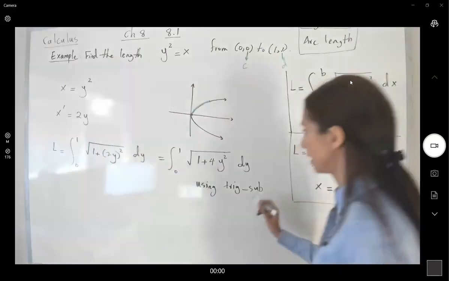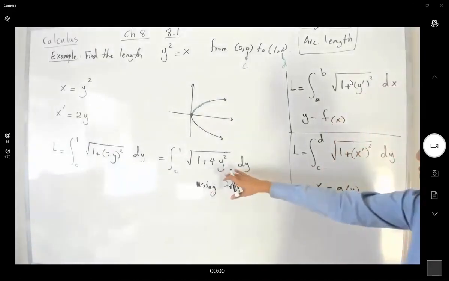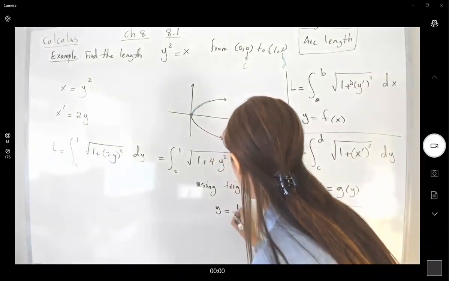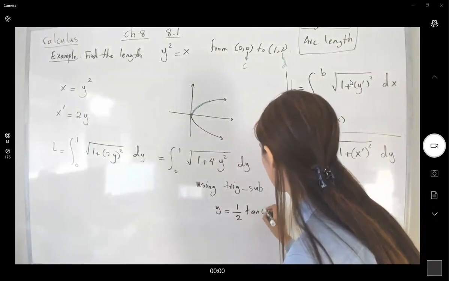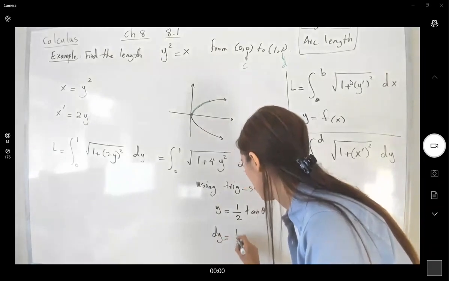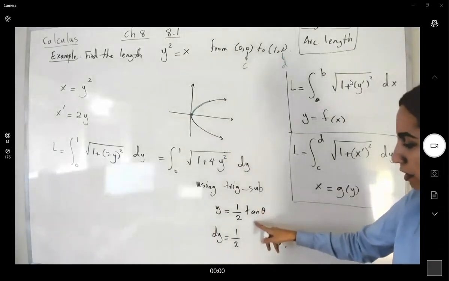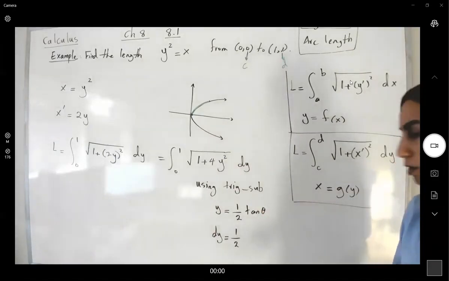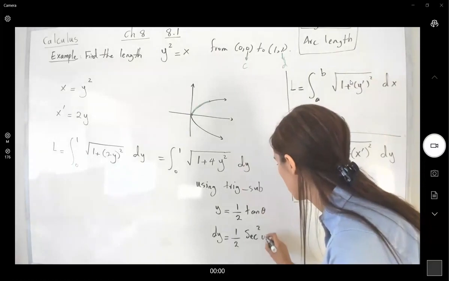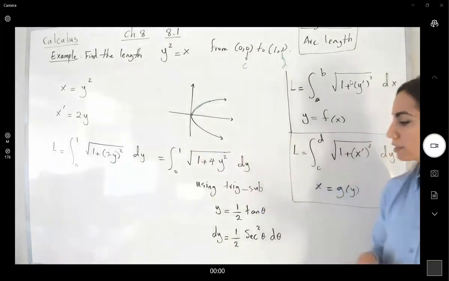So in this case, you can say that, well, here, if I just take a look at this, it's (2y) squared. So if I take my y to be a half tangent theta, then you can take the derivative with respect to theta. So remember that the derivative of tangent, which is sine over cosine, gives on the numerator 1 and on the denominator cosine squared. So you get secant squared theta d theta. Then you can substitute all of these here.